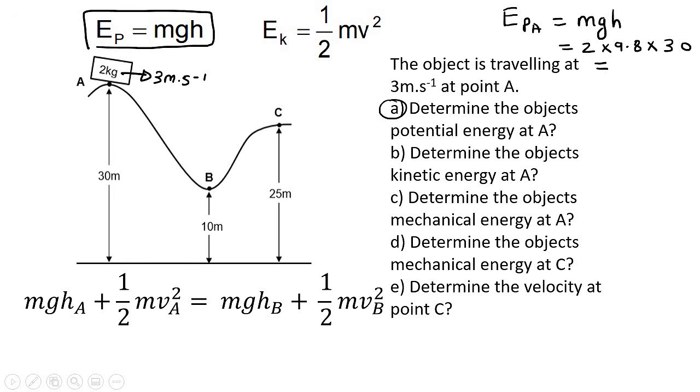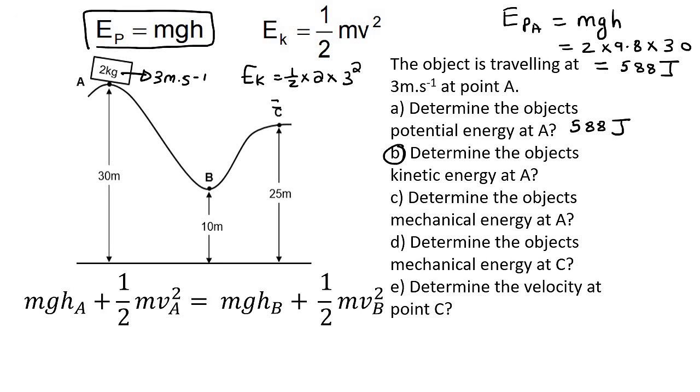And now if you go calculate this, we get 588 joules. Now remember that energy has no direction. So you're not going to say 588 down, 588 up, nothing like that. You're going to say 588 joules. Now, the next question says, determine the object's kinetic energy at A. So now we don't use this formula. We just go calculate its kinetic energy. So we're going to say that its kinetic energy is equal to a half, the mass is 2 and the velocity is 3 squared. Remember the square. A lot of learners forget that. And so it has 9 joules of kinetic energy.